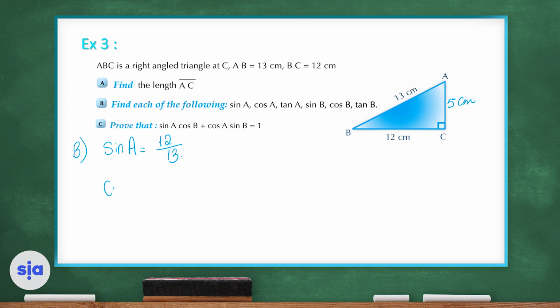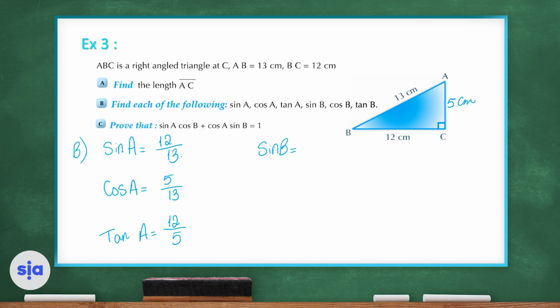Now let's go and do cosine A. Cosine A is the adjacent over the hypotenuse. So adjacent of angle A is the 5, and the hypotenuse is the 13. Tan A is the opposite over the adjacent. So the opposite is 12, where the adjacent is 5.